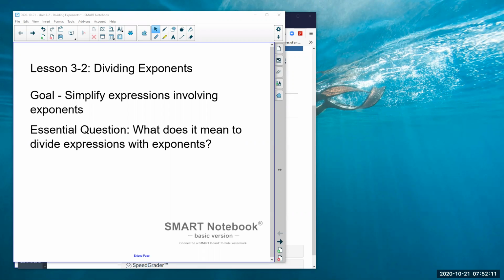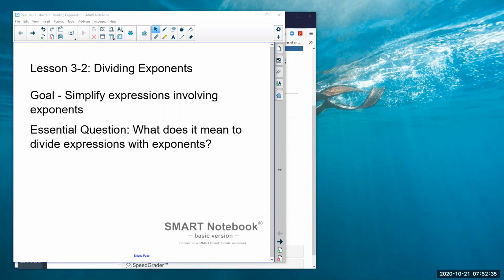Hey everyone. So this is lesson 3.2 in Algebra 2. We're talking about properties of exponents and the laws of exponents. Today we're going to talk about dividing exponents. And so our overall goal with this whole unit is to simplify expressions involving exponents.